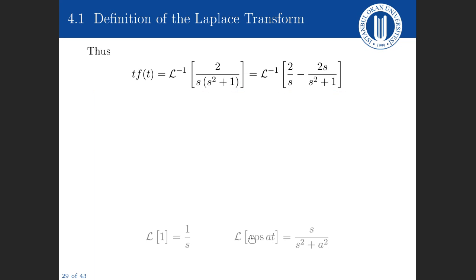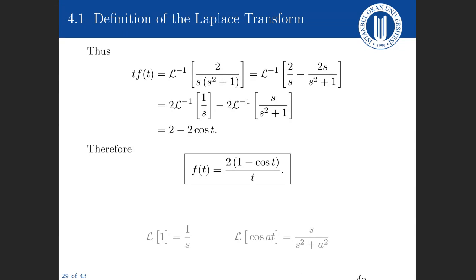Now that we know which ones we're going to use, we know how to split up our function. We know to split this up as 2 multiplied by the inverse Laplace transform of 1 over s minus 2 multiplied by the inverse Laplace transform of s over s squared plus 1, which of course is just 2 minus 2 cos t. Almost finished. Just divide by t, and we found our f of t.